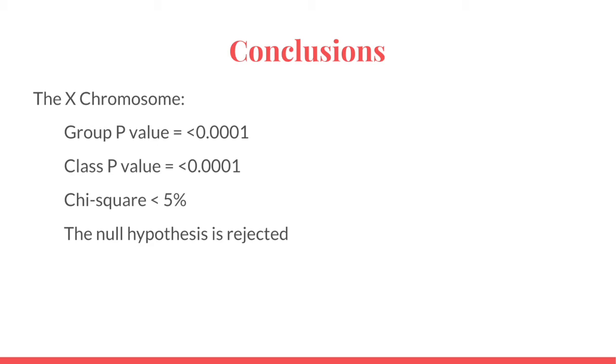The data gathered by our group indicates that the most likely location for the transgene is on the X chromosome. The p-value gathered for the X chromosome was less than 0.0001, which indicates a chi-square value of less than 5%, and this means the data is significant and the null hypothesis that the transgene is not located on the X chromosome can be rejected. The class data also yielded a p-value of less than 0.0001 for the X chromosome, so the statistics are in agreement.